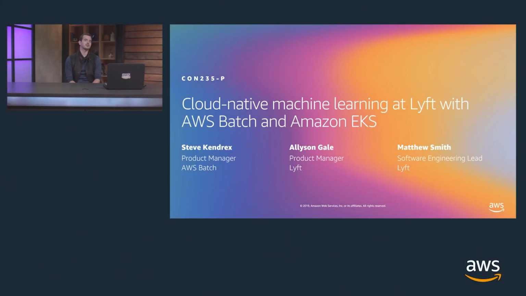We're here today to talk about something near and dear to my heart, which is machine learning on AWS and particularly AWS Batch. Something that we like to do is bring in customers to talk about what they're doing with our platforms, right? And so today we have Ali Gale and Matt Smith to discuss machine learning at Lyft and how they leverage AWS platforms, particularly AWS Batch and Amazon EKS in order to do that.